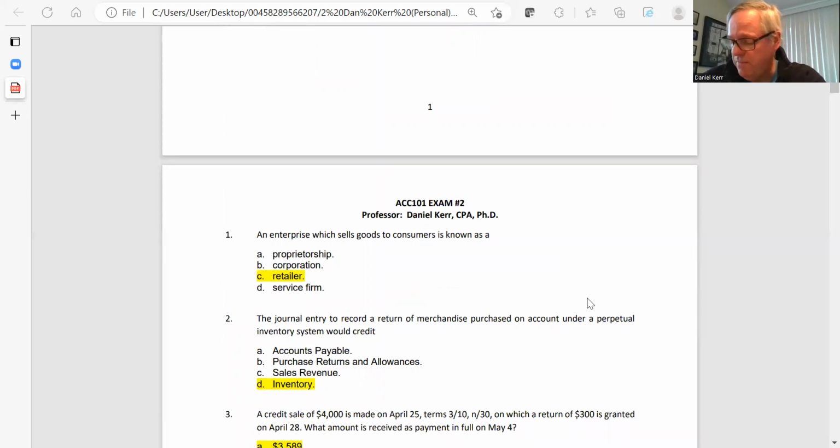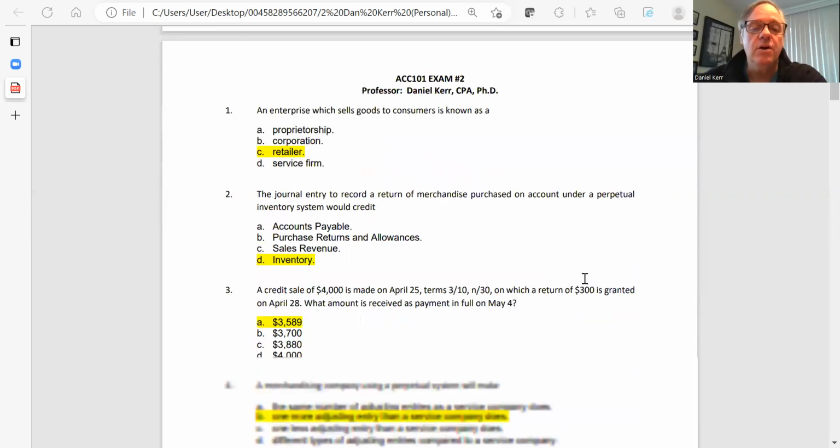Number 2, the journal entry to record the return of merchandise purchased on account under a perpetual system of inventory. Remember, in a perpetual system of inventory, every time you have a purchase of inventory, every time you have a sale of inventory, every time you have a return of inventory, anytime you have any cost that has to do with inventory, it's posted to the inventory account. So the correct answer there is D as in dog.